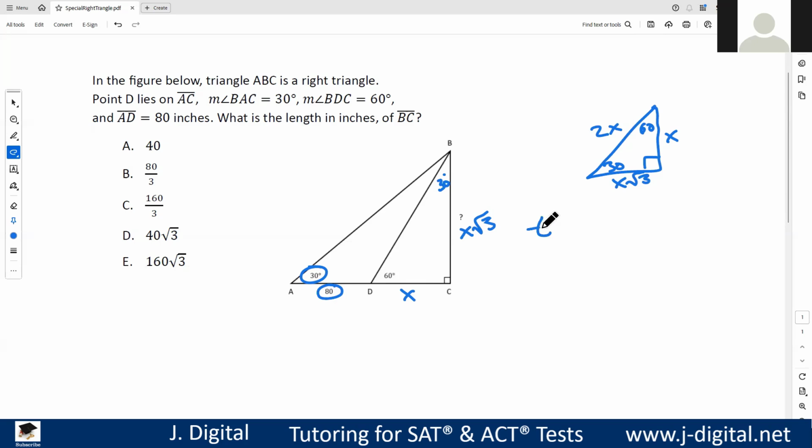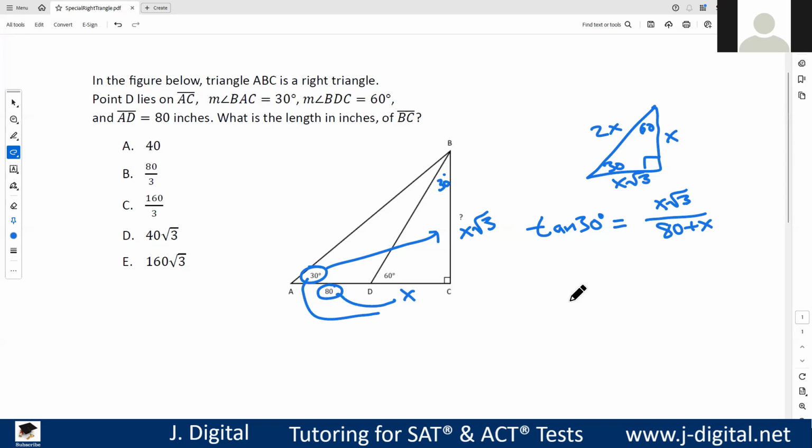Okay, so we can say tangent of 30 degrees. And going back to SOHCAHTOA, tangent is opposite over adjacent. So from that 30 degree angle, the opposite side is BC, so that's our x square root of 3. And then the adjacent side is the 80 plus x. Alright, so we have one equation and one unknown, x.